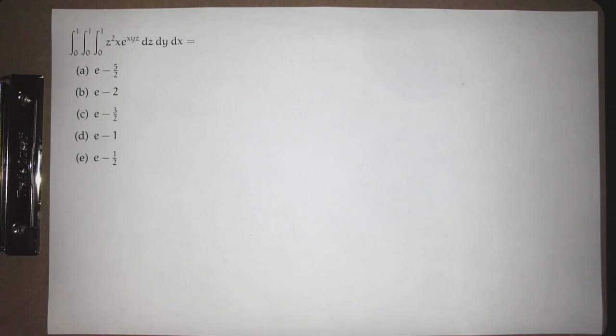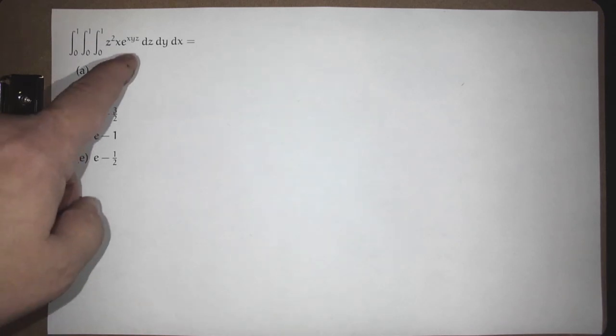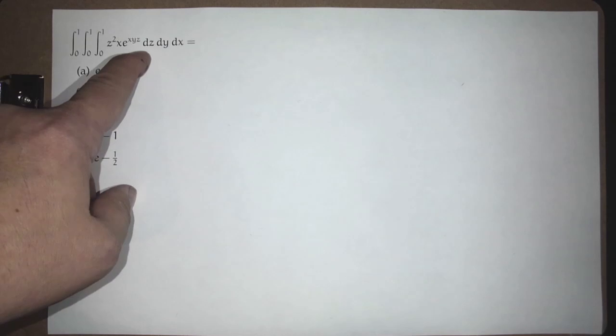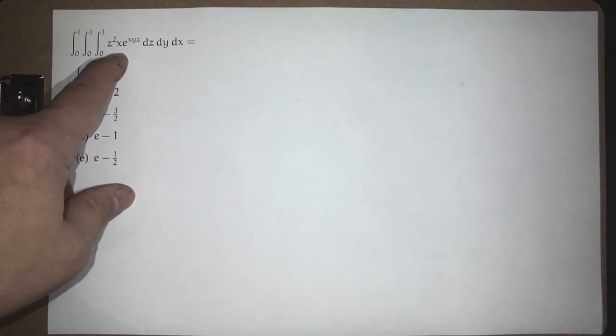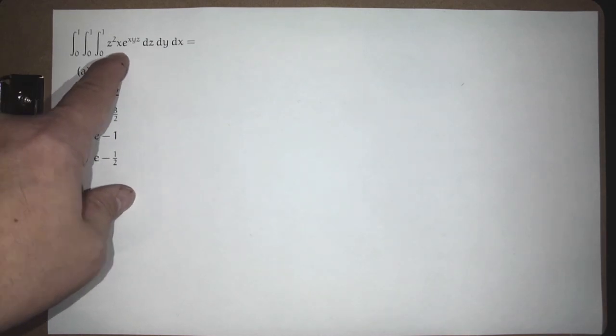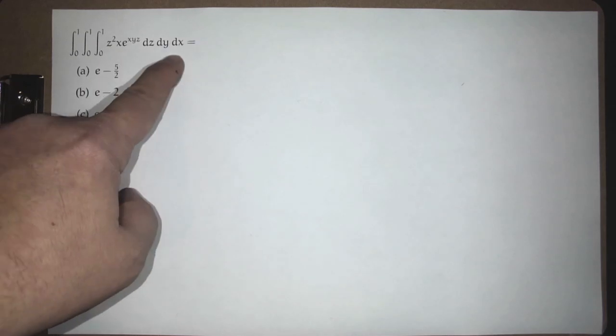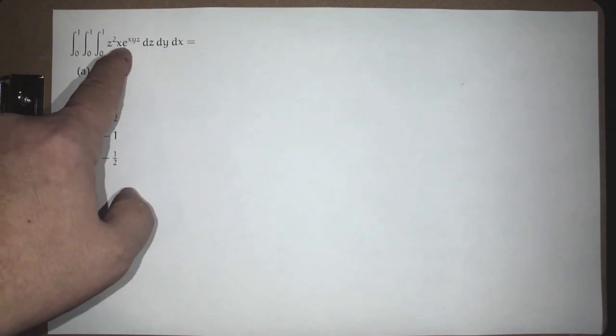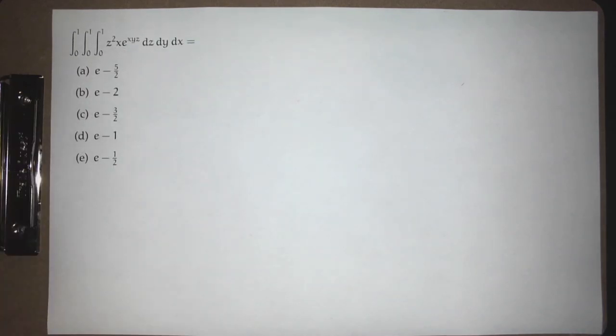Here's an integral. Integral 0 to 1, integral 0 to 1, integral 0 to 1, z squared x, e to the xyz, dz dy dx. What would you want to do with this integral? Because currently it says integrate with respect to z. Is this the kind of integral that you'd like to take with respect to z? No. Well, would you like to take it with respect to x? No. So what should you do? We should do it with respect to y first. So that's changing the order of integration.